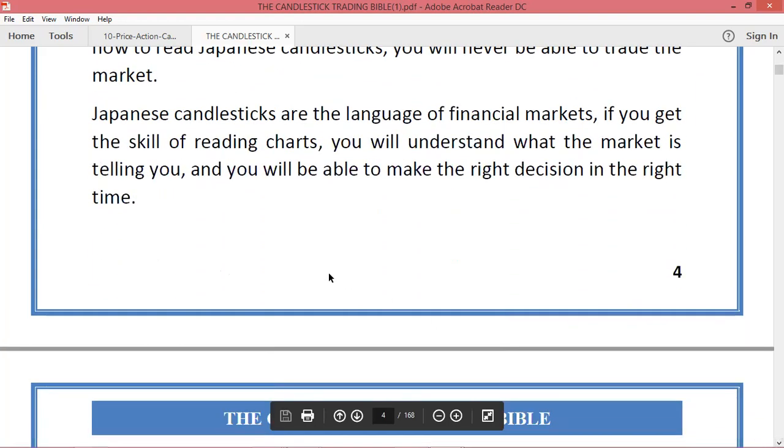Japanese candlesticks are the language of the financial market. If you get the skill of reading charts, you will understand what the market is telling you, and you will be able to make the right decision at the right time. Let me go into the future and bring in some stuff I will be telling you.